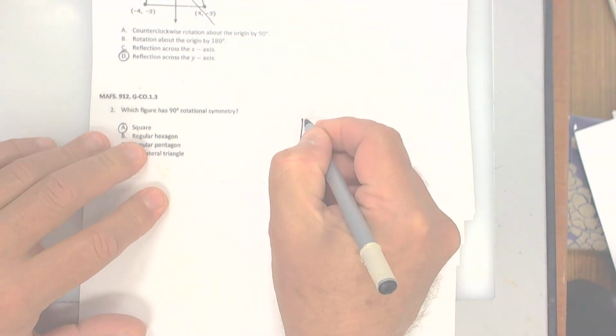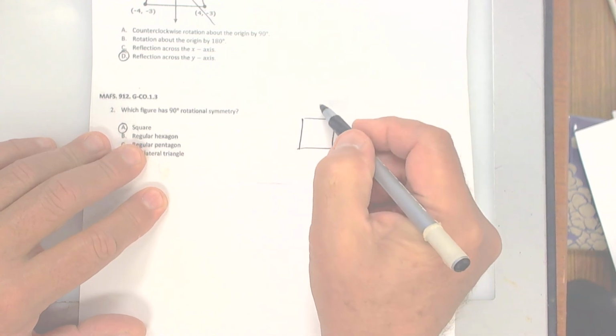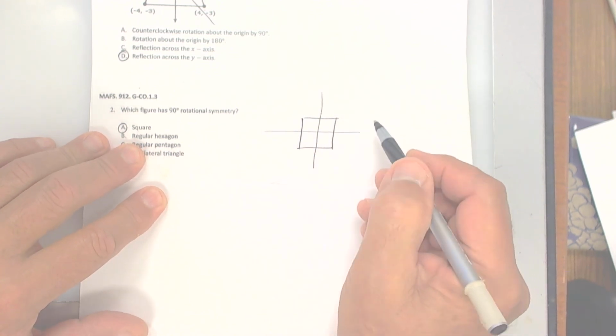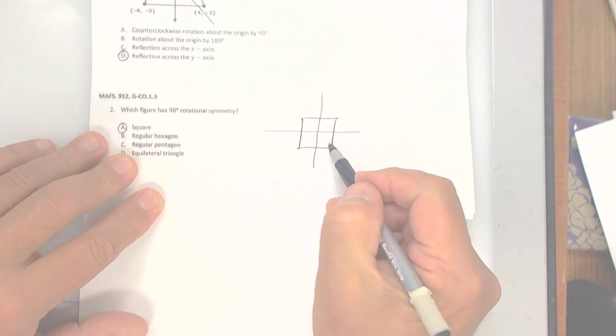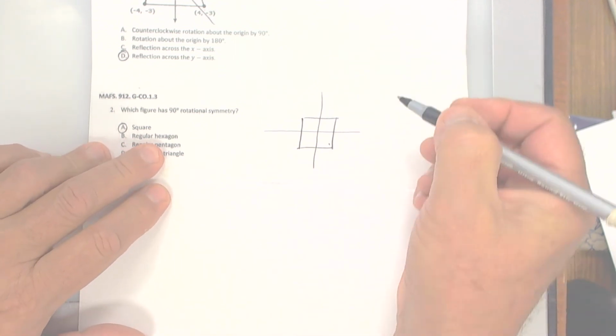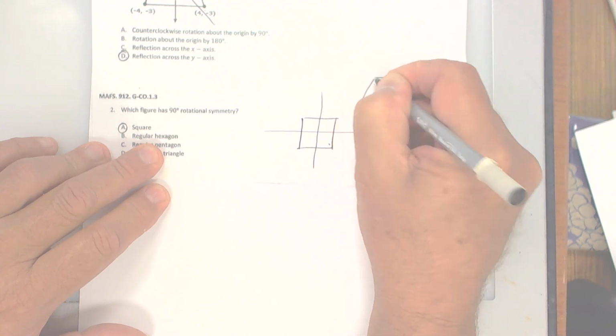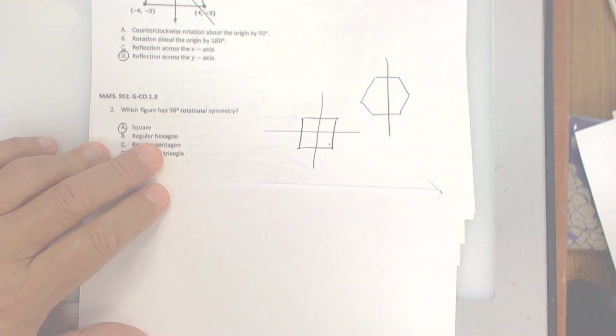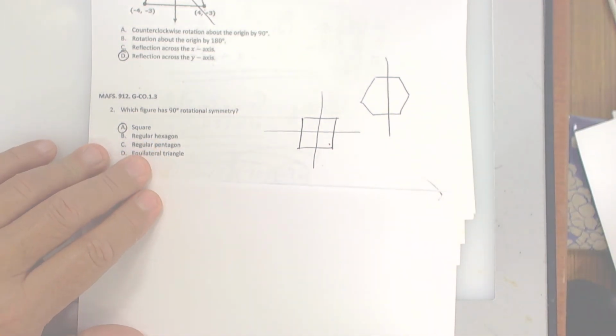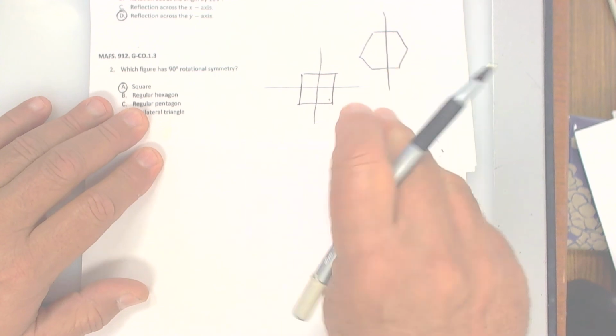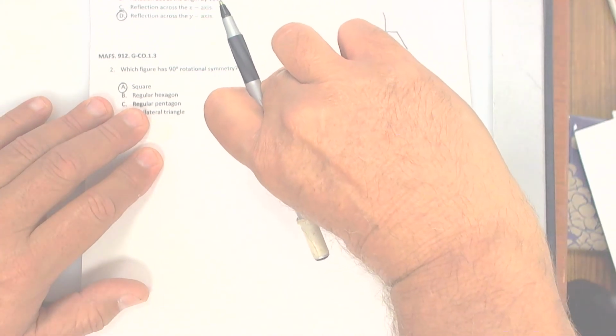Which figure has 90-degree rotational symmetry? Well, the square, which is the answer, if you take it and you put it in the middle of the coordinates and you rotate it 180, that should work. A hexagon has 6 sides, so 1, 2, 3, 4, 5, 6. And if you rotate that one, let me think about that one. A regular hexagon has 6 sides, rotational symmetry. All right, so what I did was a reflection. Rotational symmetry is where you rotate it.